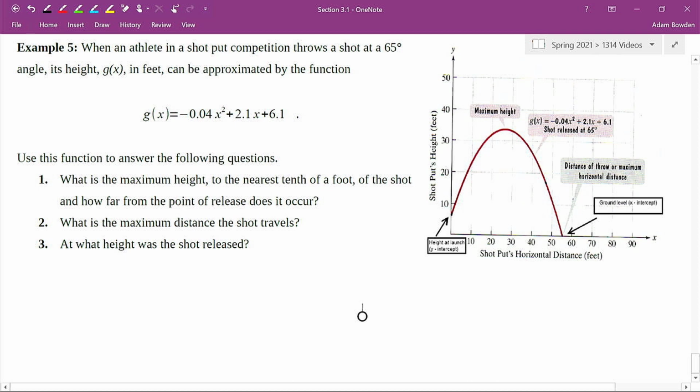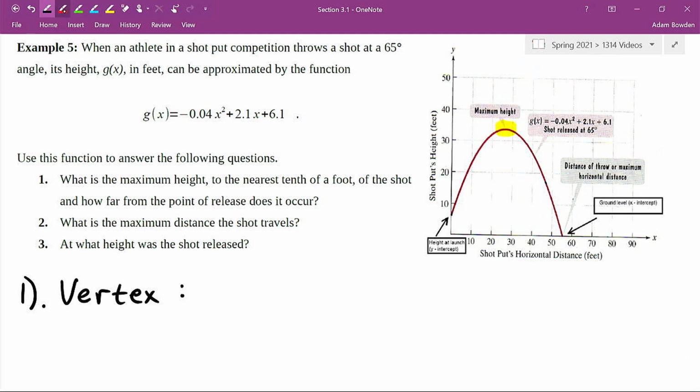The graph is also given here to help us understand that the object that's been thrown is following this trajectory. The trajectory follows along a parabola, which is our quadratic function, g of x. The first question is, what is the maximum height to the nearest foot, and where does it occur? So it has to hit a high point right here somewhere. And how we're going to calculate that is by using the vertex.